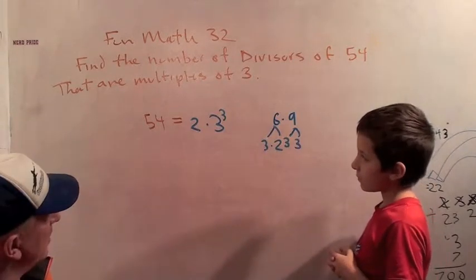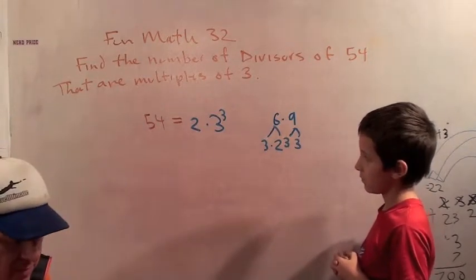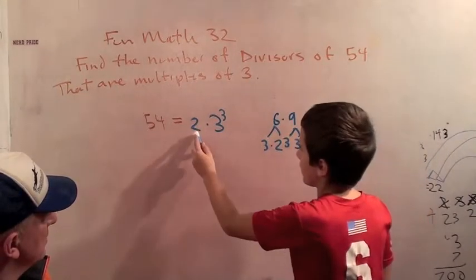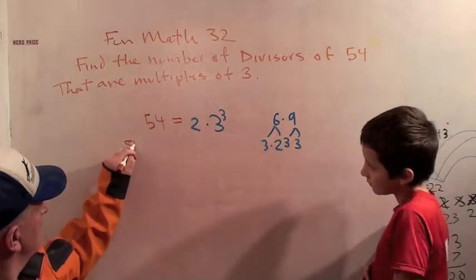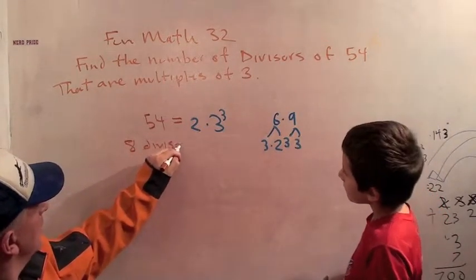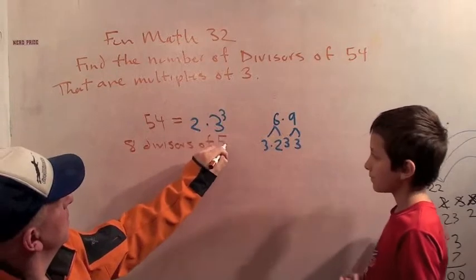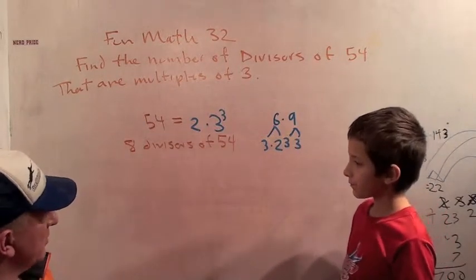So we want to find the number of divisors of 54, by the way. It's going to be 2 times 4, which is 8. So there are 8 divisors of 54, 8 total. How many of them are multiples of 3?